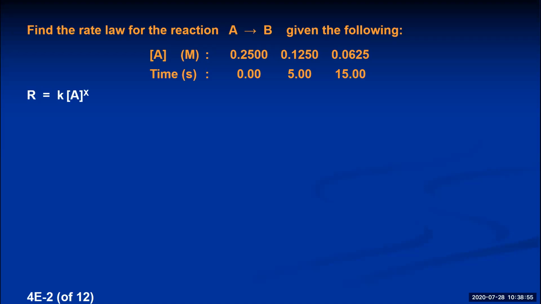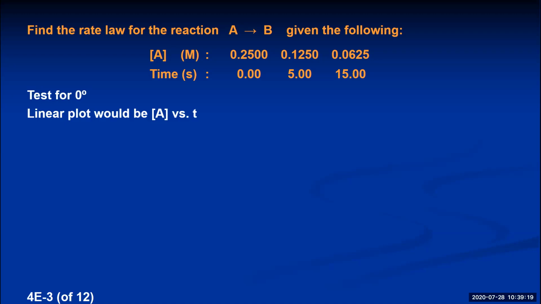If you're given concentration of a reactant versus time, or it could be concentration of a product versus time, then you're going to test for each of the different orders. How do you test for an order? You have to know what makes a linear plot. So if we're going to test for zero order, the graph that would make a line for zero order kinetics would be the plot of the concentration of A versus T.